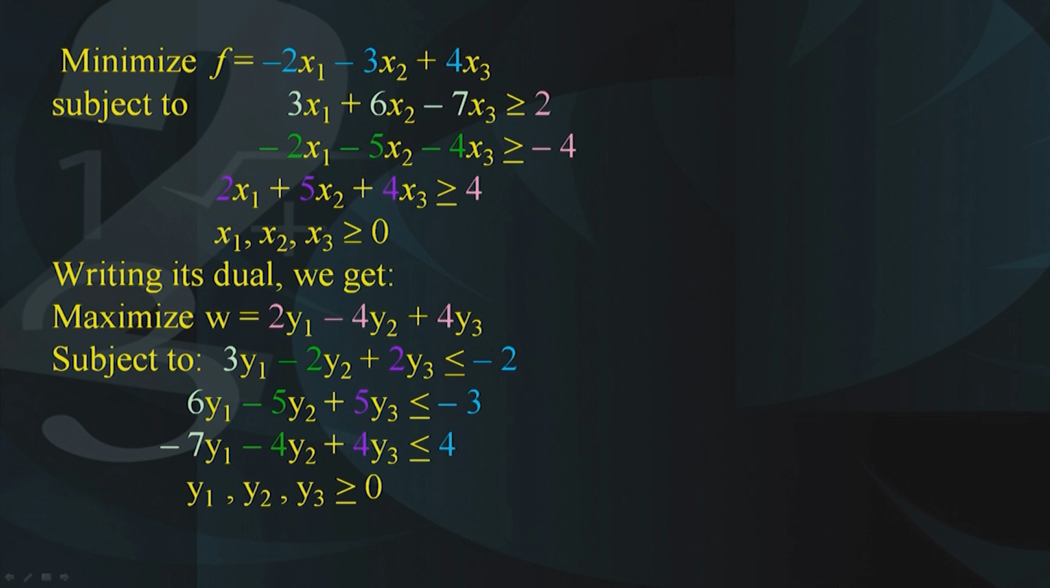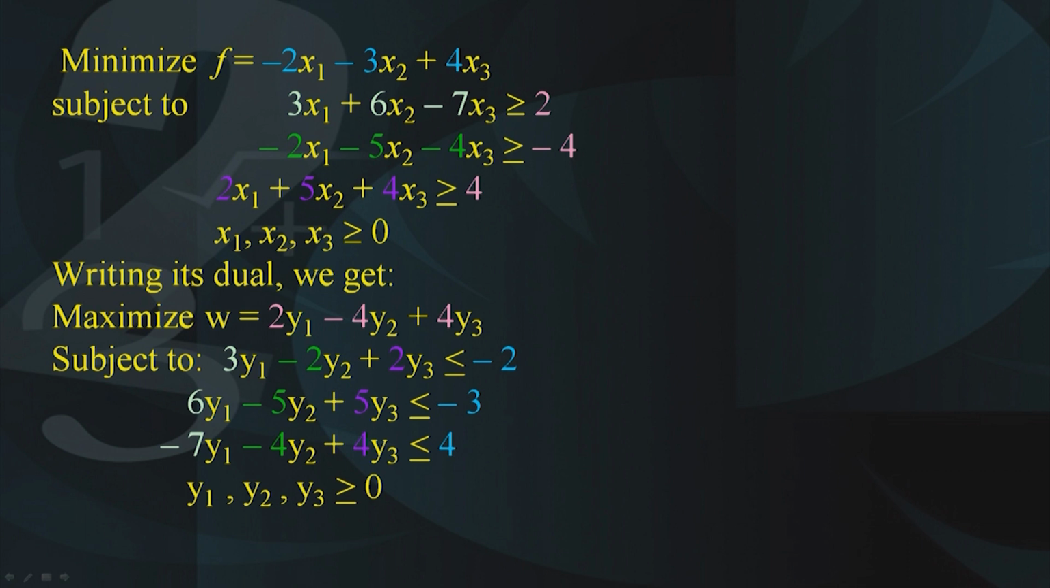The objective function will become maximization, and the right hand side coefficients of the primal will become the coefficients of the objective function. So, the color code indicates that the right hand side entries of the primal, that is 2, minus 4 and 4, will be the coefficients of the objective function, and that is what is happening. So, we will be maximizing 2y1 minus 4y2 plus 4y3, right.